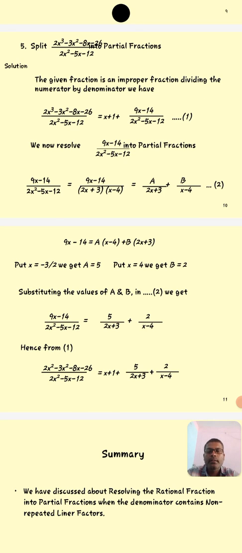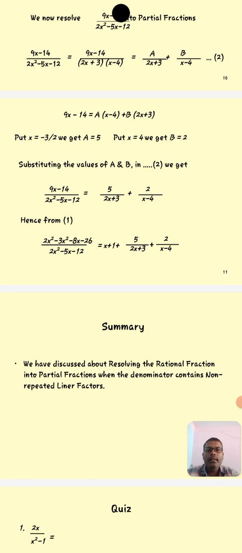9x minus 14 equals A into (x minus 4) plus B into (2x plus 3). Here A value is 5 and B value is 2. These two values we have to substitute in the main equation. We get (9x minus 14) divided by (2x square minus 5x minus 12) equals 5 divided by (2x plus 3) plus 2 divided by (x minus 4). Here A value is 5 and B value is 2.